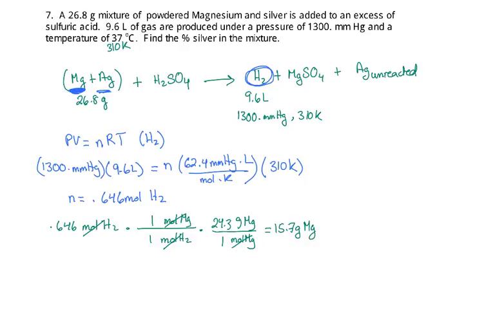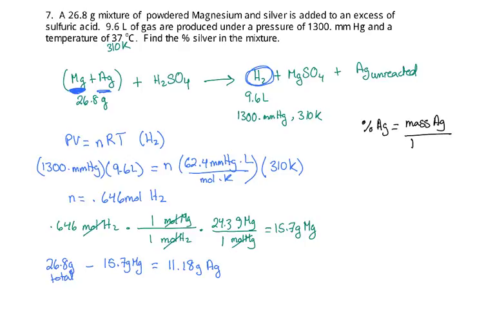Now that I know my mass of magnesium in the mixture, and I know the total, I can figure out the mass of the silver. So 26.8 grams total minus 15.7 grams of magnesium is going to give me 11.18 grams of silver. And now that I have my mass of silver, I can say percent silver is equal to the mass of silver over total mass times 100%.